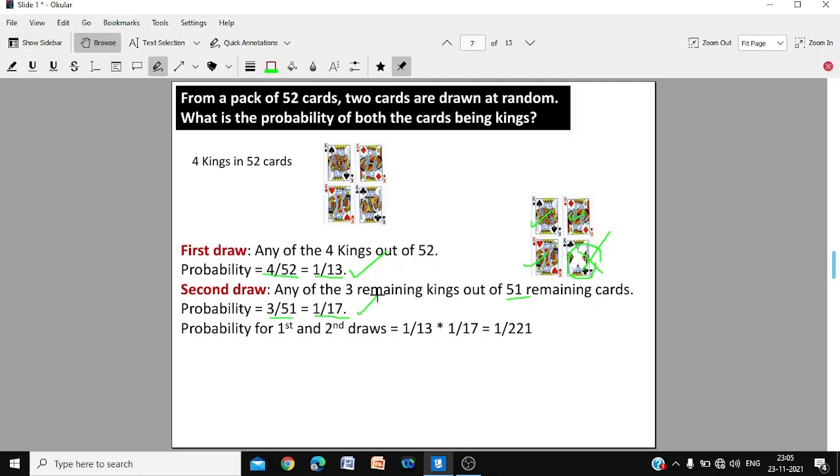So for the first, you have 1 by 13, and for the second, 1 by 17. For the first and second, and means multiplication. So the first fraction multiplied by the second fraction gives you 1 by 221. So this is the probability of getting both the kings, or kings in both the draws. The first draw you should get one of the 4 kings, and the second draw you should get one of the remaining 3 kings. The probability is 1 by 221.